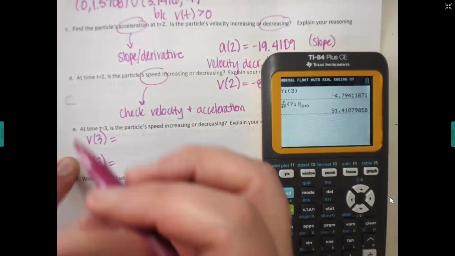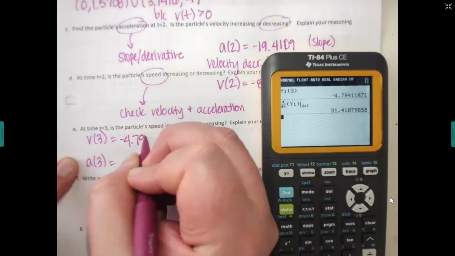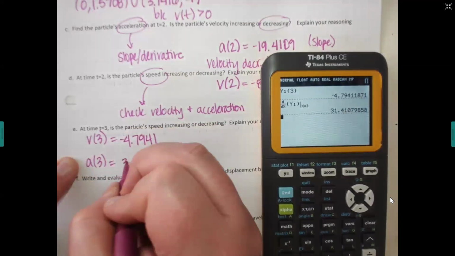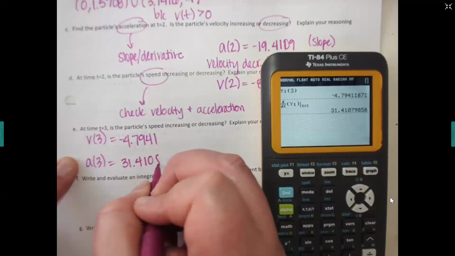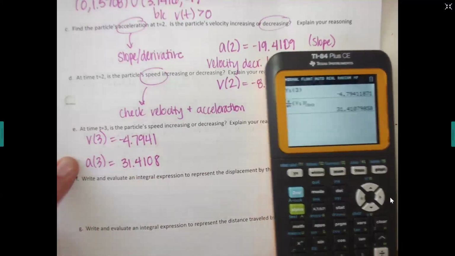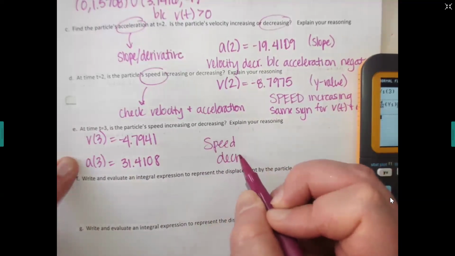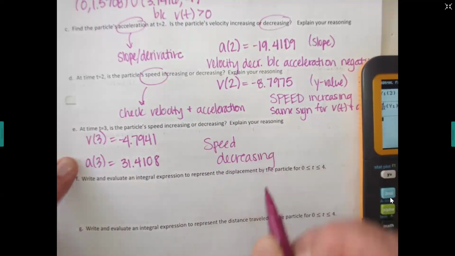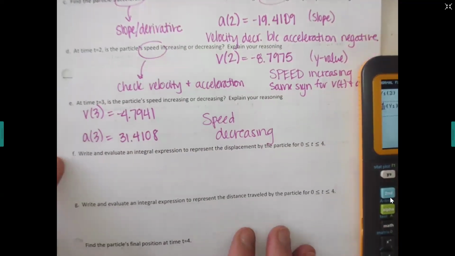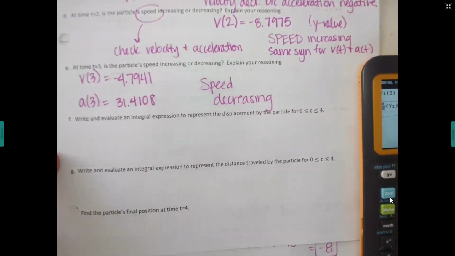So I'm going to put here, this is negative 4.7941. This is 31.410. And then we'll put speed decreasing. Okay, if you want to go back and put the explanation, you can. Okay, now let's get into the new stuff.